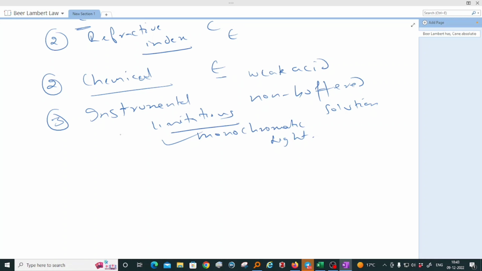The second deviation is stray light. What is stray light? Stray light is any unwanted light which is reaching the detector. Sometimes, if there is a defect in the wavelength selector which we are using, then some stray light can come to the detector, and this in turn will affect the linearity of the Beer Lambert Law. So these are the 3 limitations of the Beer Lambert Law.